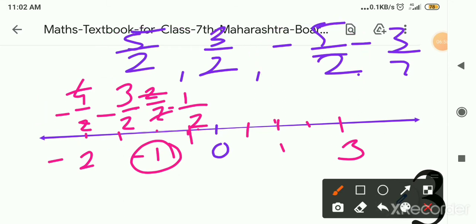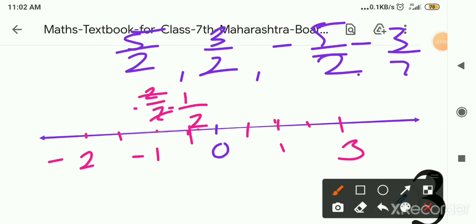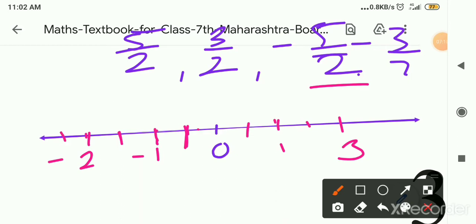Now only this point I will show you. You understood now how we are plotting the points. So here we have to plot which number? Minus 5 upon 2. So this point is minus 1 upon 2, minus 2 upon 2, minus 3 upon 2, minus 4 upon 2, and here it is minus 5 upon 2.